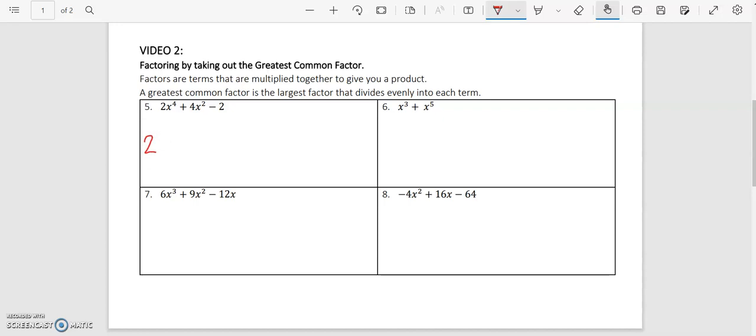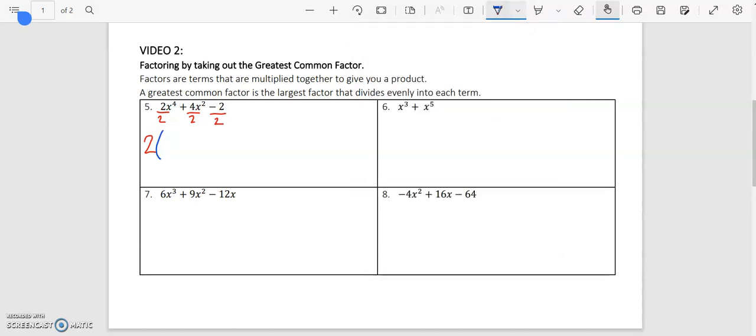And then you want to check for your variables. We've got x to the 4th, x to the 2nd, and then in our last term we have no x's. Because there is not an x in all three terms, we cannot say that there's a greatest common factor of x. So our only greatest common factor is 2. Now, how do we actually factor out this 2? What we are going to do is divide each of these terms by 2. We are dividing by our greatest common factor. And then we will rewrite what we are left with in parentheses.